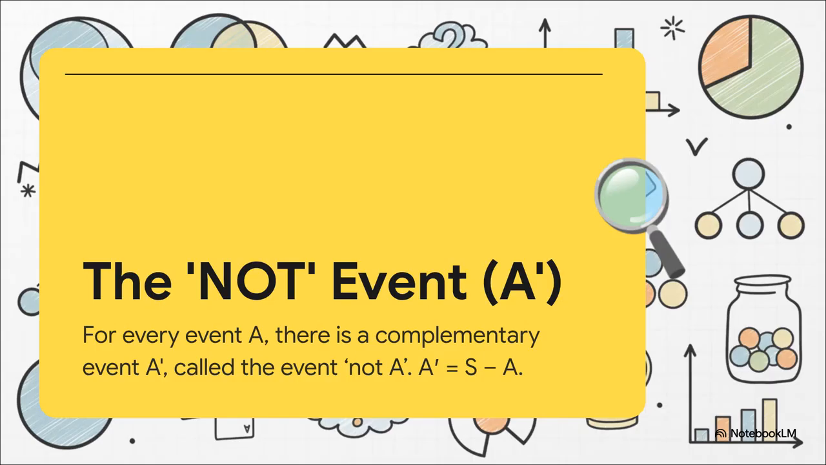And our last keyword is not. So simple. The not A event, which we also call the complement, is literally everything in the whole sample space that is, well, not in A. So back to our die roll. If event A is rolling an even number, that's 2, 4, 6, then what is not A?